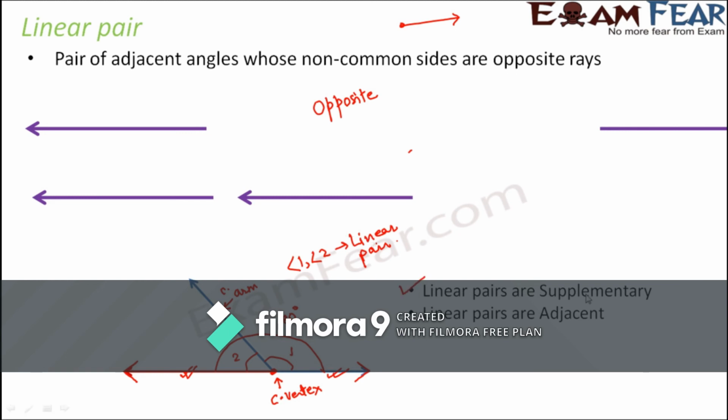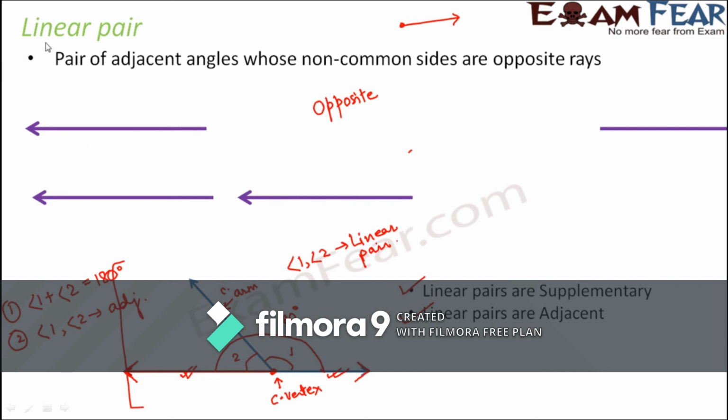They should be supplementary, that is, the sum of the two angles should be equal to 180 degrees. So as you can see here, these two conditions are satisfied. First condition is that angle 1 plus angle 2 should be equal to 180 degrees. And the second condition is that angle 1 and angle 2 should be adjacent angles. So if these two conditions are satisfied, then the two angles are said to be a linear pair.